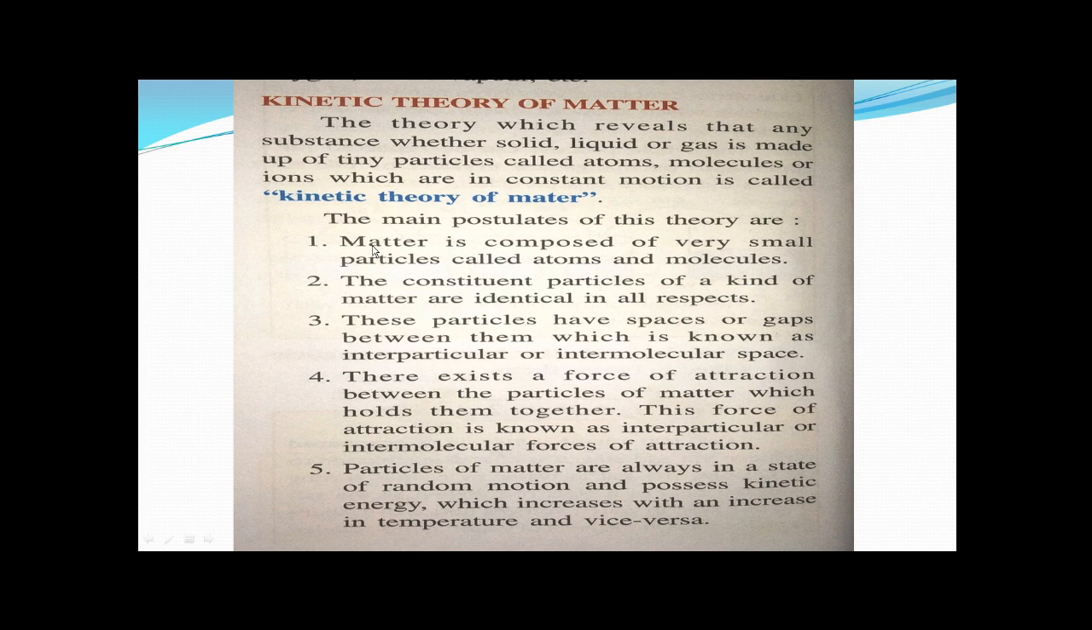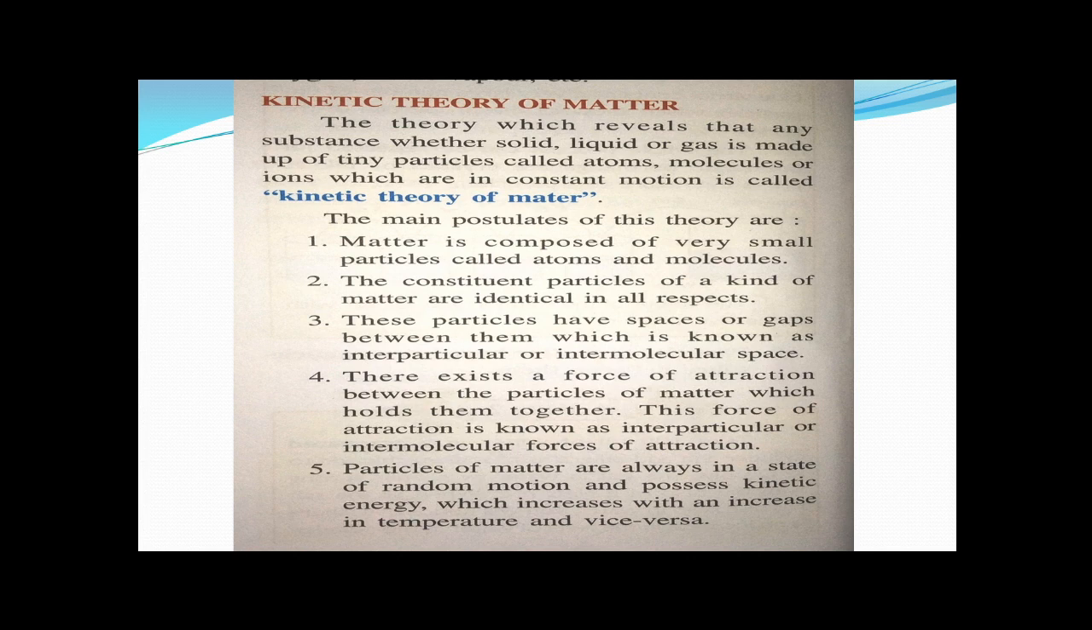Matter is composed of very small particles called atoms and molecules. We know about atoms and molecules. In each and every matter, we will get the smallest particle, that is called an atom or molecule. For elements we will get atoms, and for compounds we will get molecules, that is the smallest particle. So matter is composed of very small particles called atoms and molecules. This is the first point.